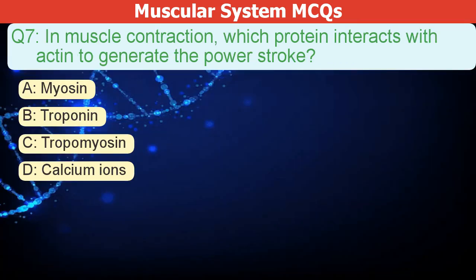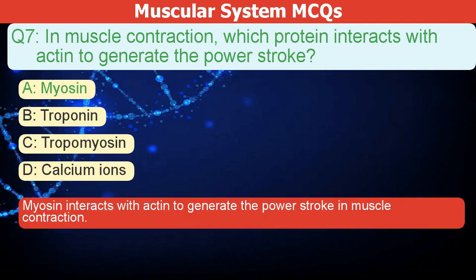In muscle contraction, which protein interacts with actin to generate the power stroke? A. Myosin. B. Troponin. C. Tropomyosin. D. Calcium ions. The correct answer is A. Myosin interacts with actin to generate the power stroke in muscle contraction.